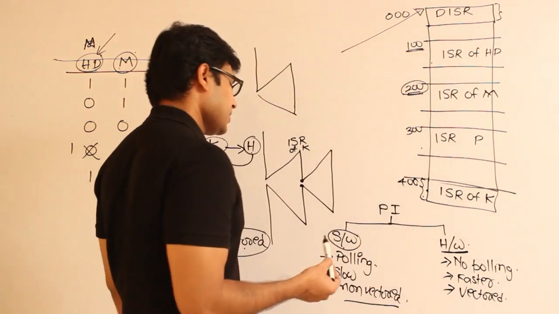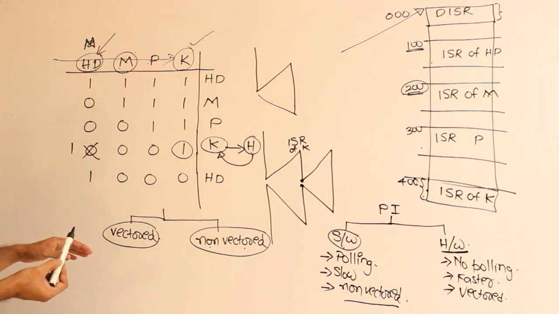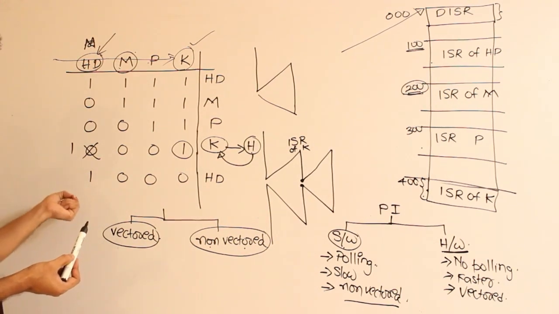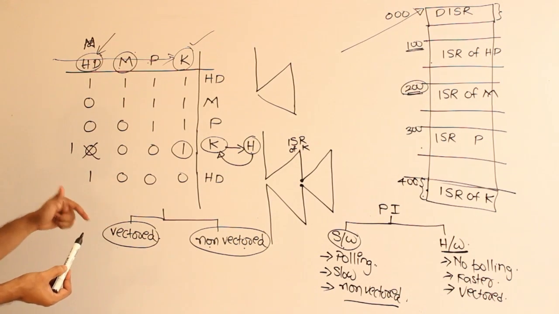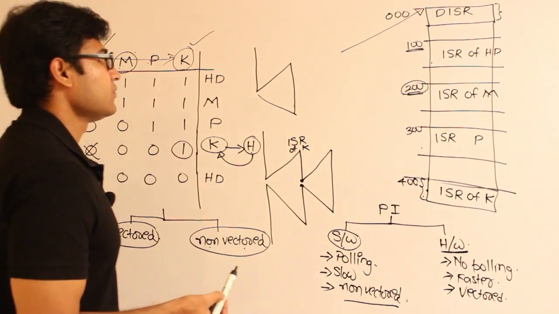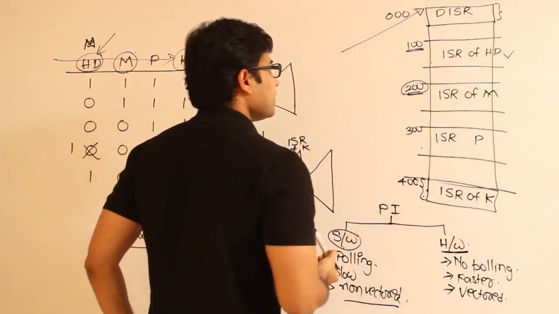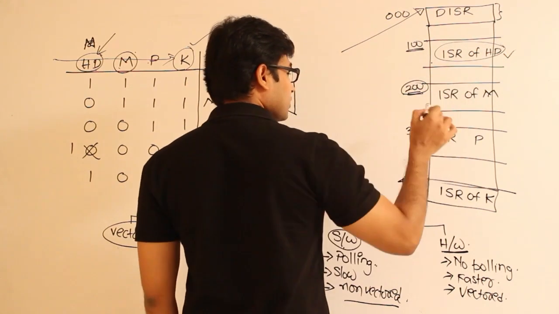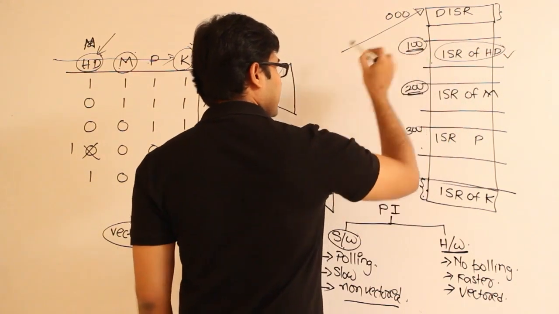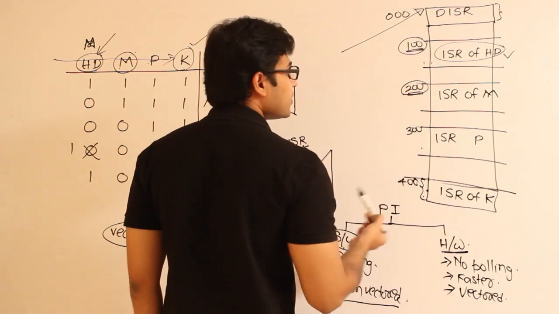What I mean by vectored interrupt is, you can think of it this way: the device which raises the interrupt will also give us the address of its ISR. In case it is the hard disk which has raised the interrupt, then we'll know that it is the hard disk without polling. Also we'll know the address of its ISR, right? Then we can directly go there and execute it. Therefore it is very, very fast.